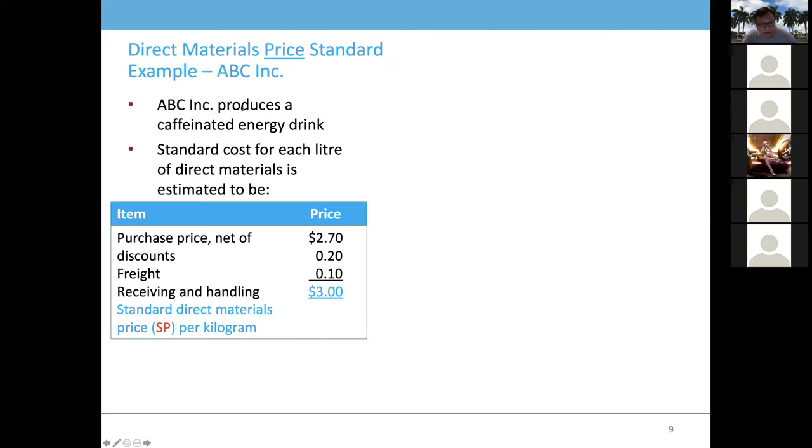Okay, so here's one example. Suppose this company produces energy drink. The standard cost for the direct materials for each liter of this drink is $3. So you can see the breakdown. The direct materials purchase price, net of discount, is $2.70. The freight is 20 cents. Receiving and handling is 10 cents per unit. Together, the cost of these materials is $3.